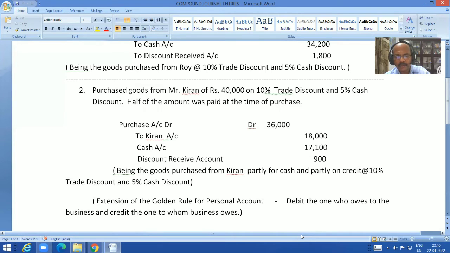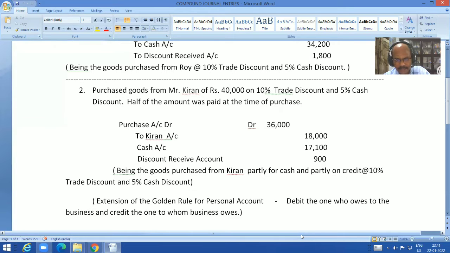Here, to Kiran we owe, hence he has been credited. And why 18,000? Because 50% of the purchased amount. Fine. And discount received, let us take. I have a typing mistake there, it should have been received. Anyway, discount received account. How 900? 5% of 18,000. And balance cash 17,100. And the narration, of course, being the goods purchased from Kiran, partly for cash and partly on credit, at 10% trade discount and 5% cash discount.